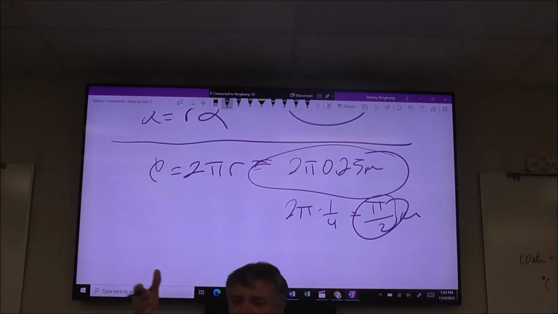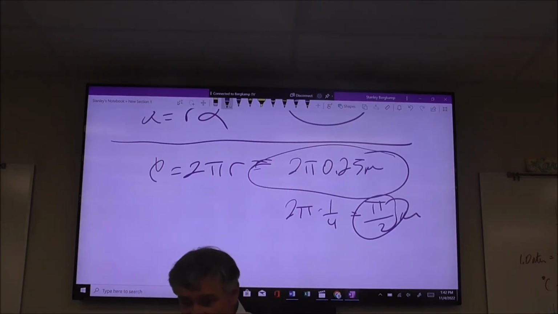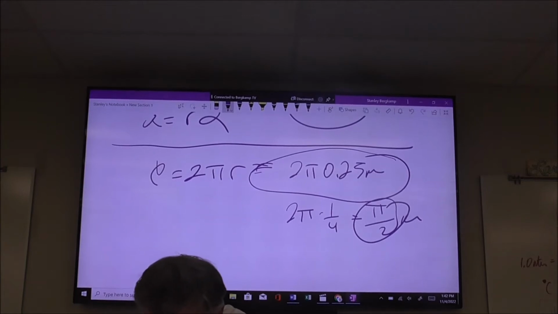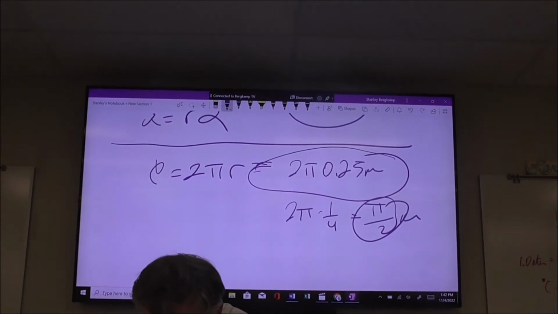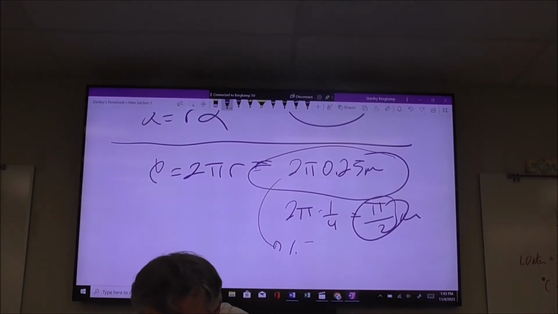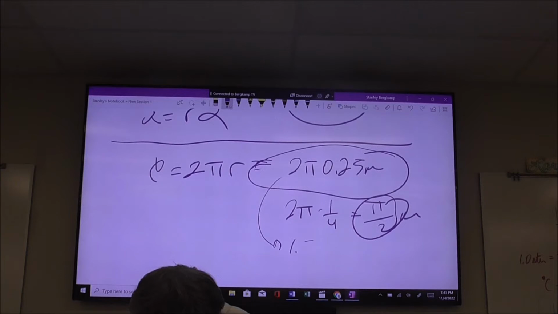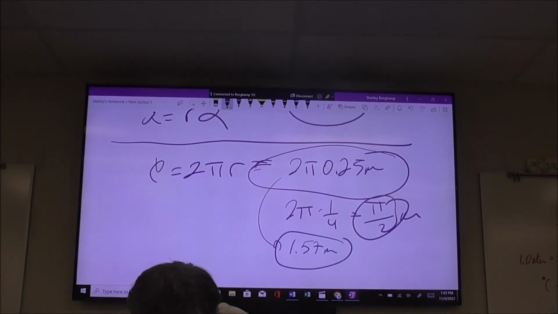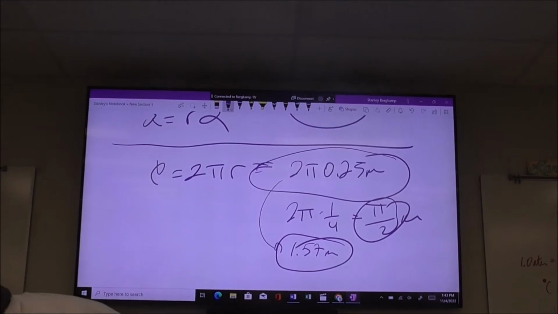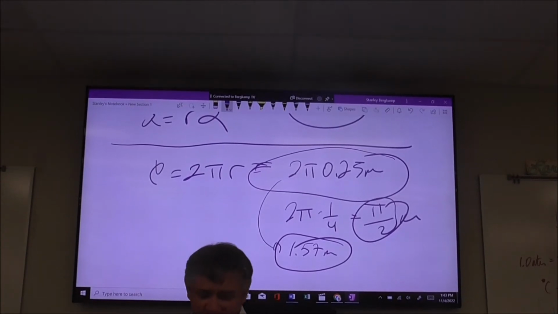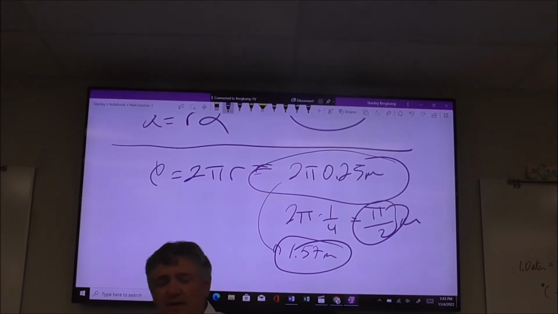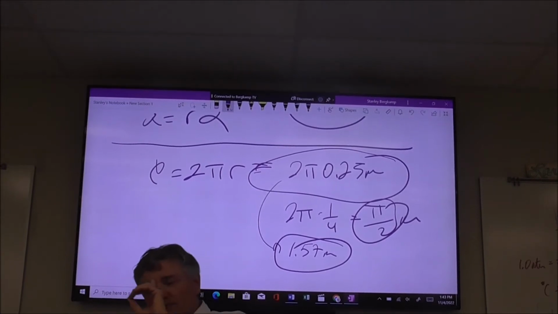So somebody run the numbers, take pi and divide it by 2. What did you get? 1.57. 1.57 meters. So that's the distance that wheel is going to travel. Now, a little comparison.